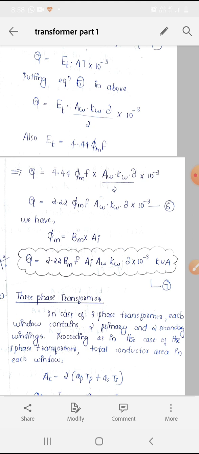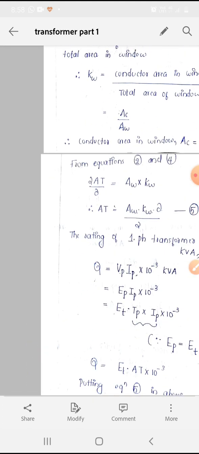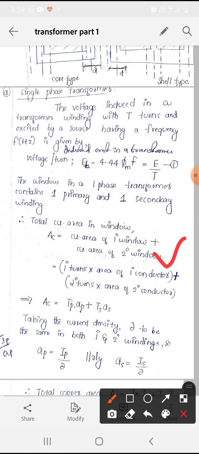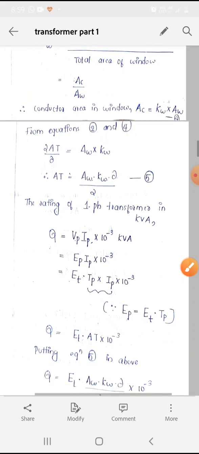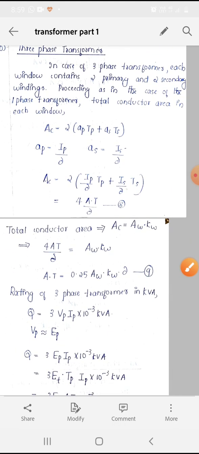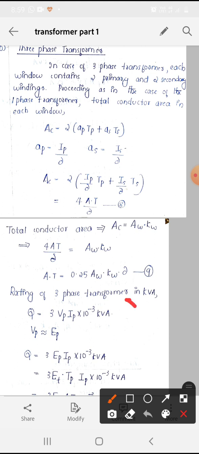If you know the single phase transformer equation, it is easy to derive the three phase transformer equation. As I said earlier, the only change is we need to change here. AC is equal to what? For the three phase transformer, there will be two windows. So, the equation will become AC equal to 2 into (TP AP plus TS AS). See? All of the changes happened here. Then we are again going with the AC, and we will get the ampere turn like this. Then again here also there is a change.